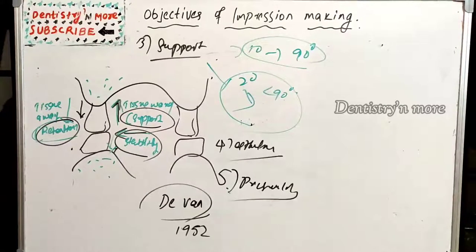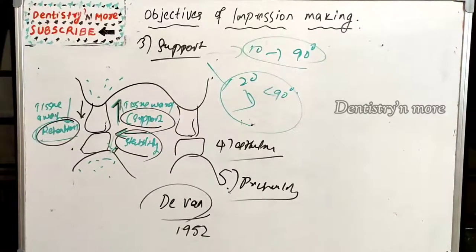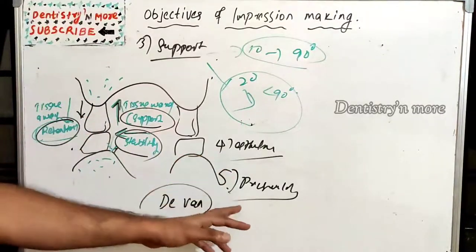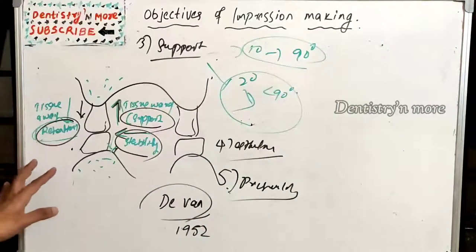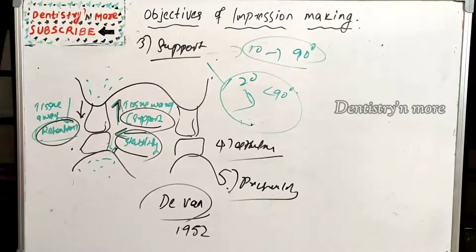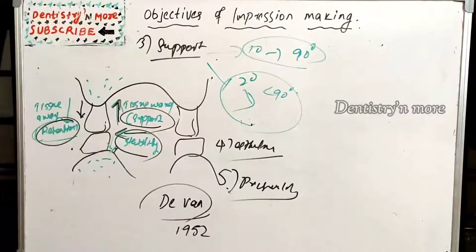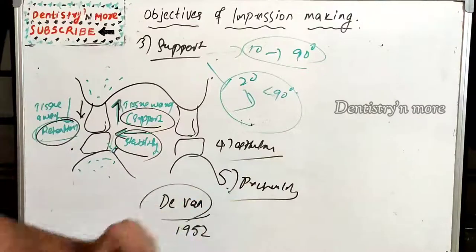So that is all about the objectives of impression making. So we learned about retention, support, stability, aesthetics and preservation of structures. Retention was a much more detailed one because it has many factors such as adhesion, cohesion, interfacial surface tension, then the capillary action, atmospheric pressure, everything, and again the secondary factors. Then the stability, it is horizontal force. Then support, it is a tissueward force. Okay, and the aesthetics and the preservation of structures.